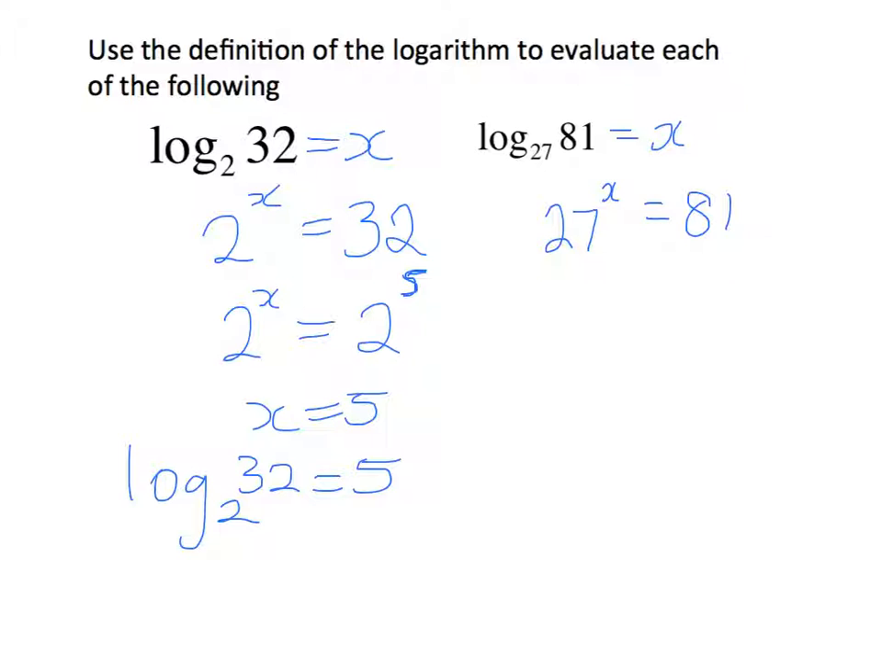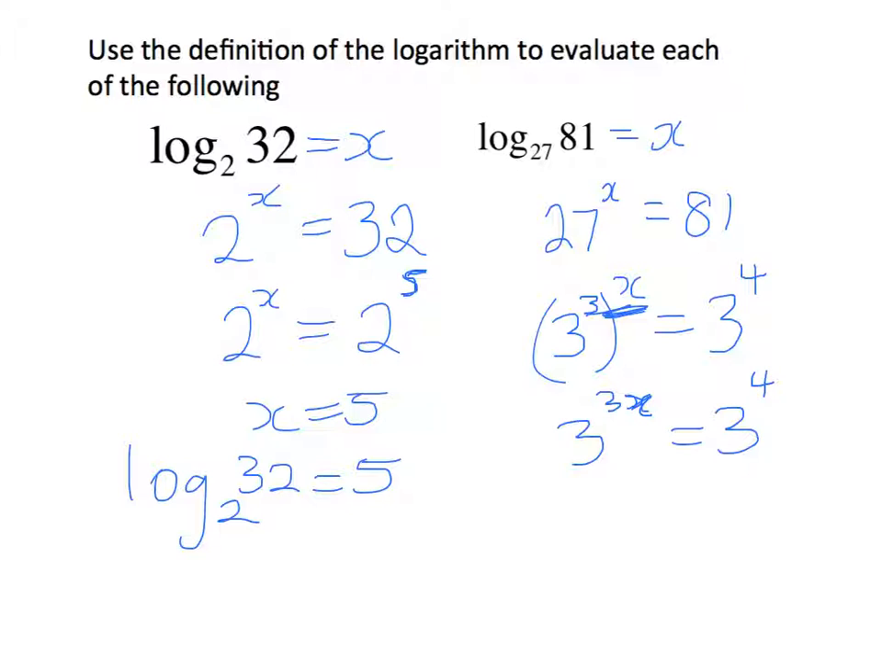So we want to get the same base on both sides. So let's change 27 into 3 cubed, and let's change 81 into 3 to the power of 4. Then we've got 3 to the power of 3x, using our index laws, powers of powers, multiplying 3 times x, equals 3 to the power of 4.